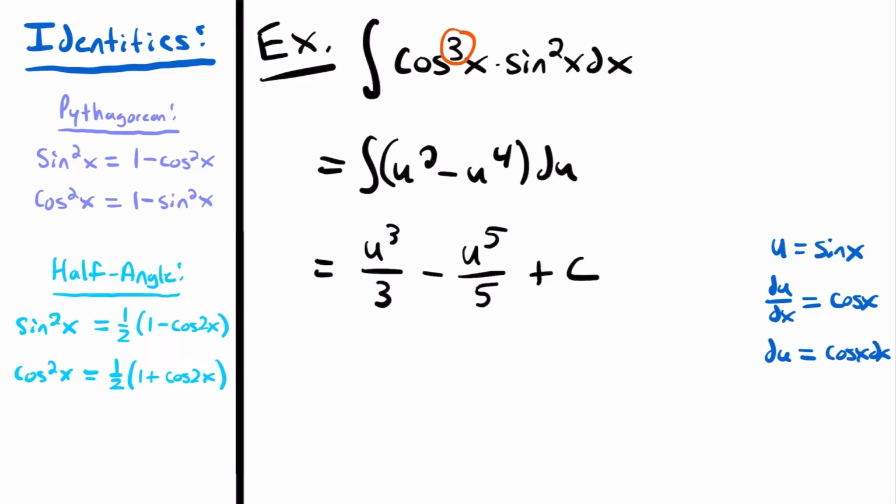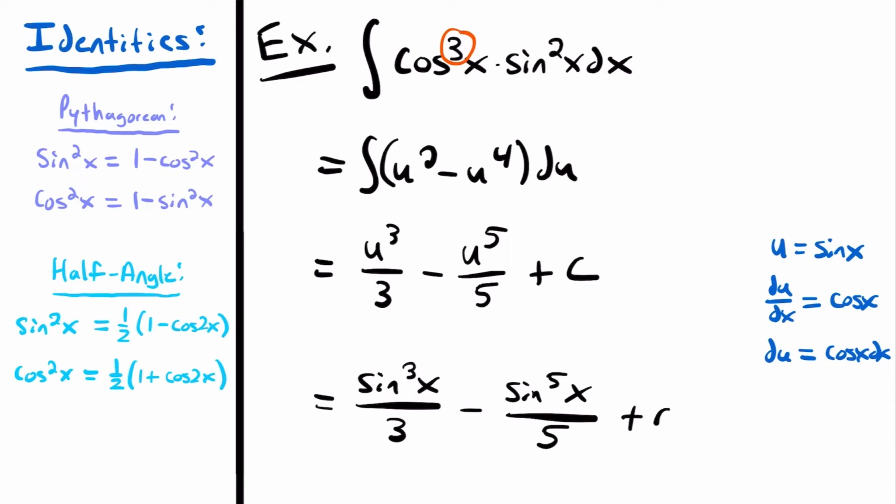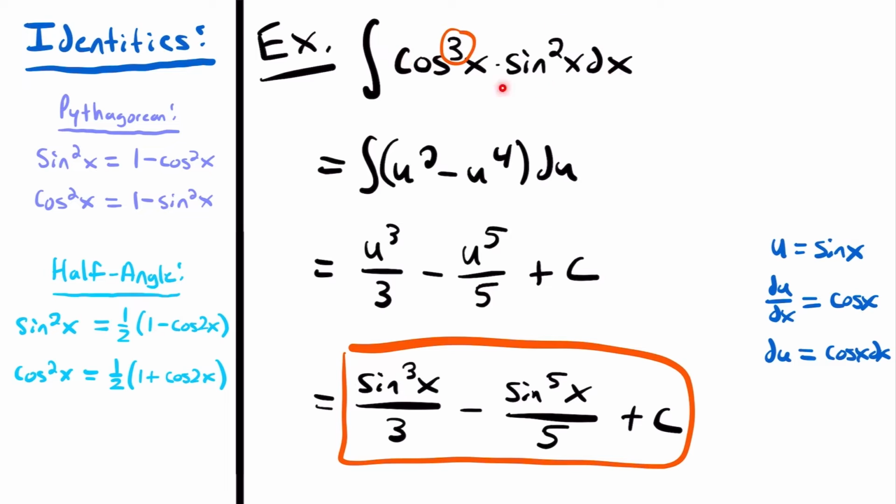Okay, so now all we have to do to finish solving this integral is replace u with what we set it equal to, which is sine x. So our final answer is that this is equal to sine to the third power of x divided by 3 minus sine to the fifth power of x divided by 5 plus c. All right, and so that is the solution to this trigonometric integral.